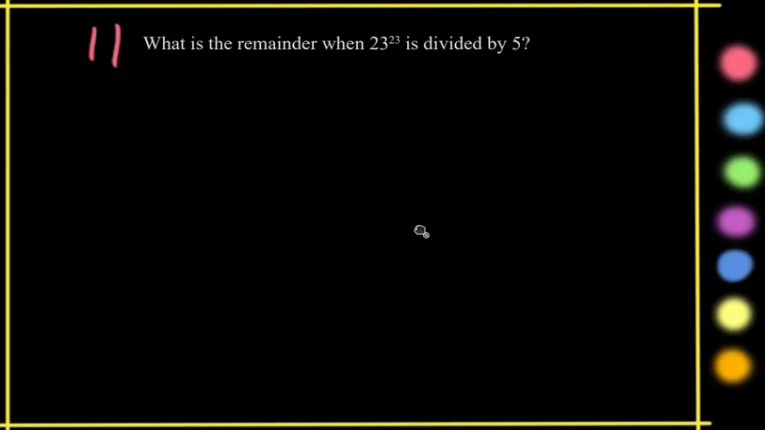This is number 11. I'm going to be doing numbers 11 through 20 in this video, and then we'll do one final video with the really hard ones, 21 through 30. So this says, what is the remainder when 23 to the 23 power is divided by 5?